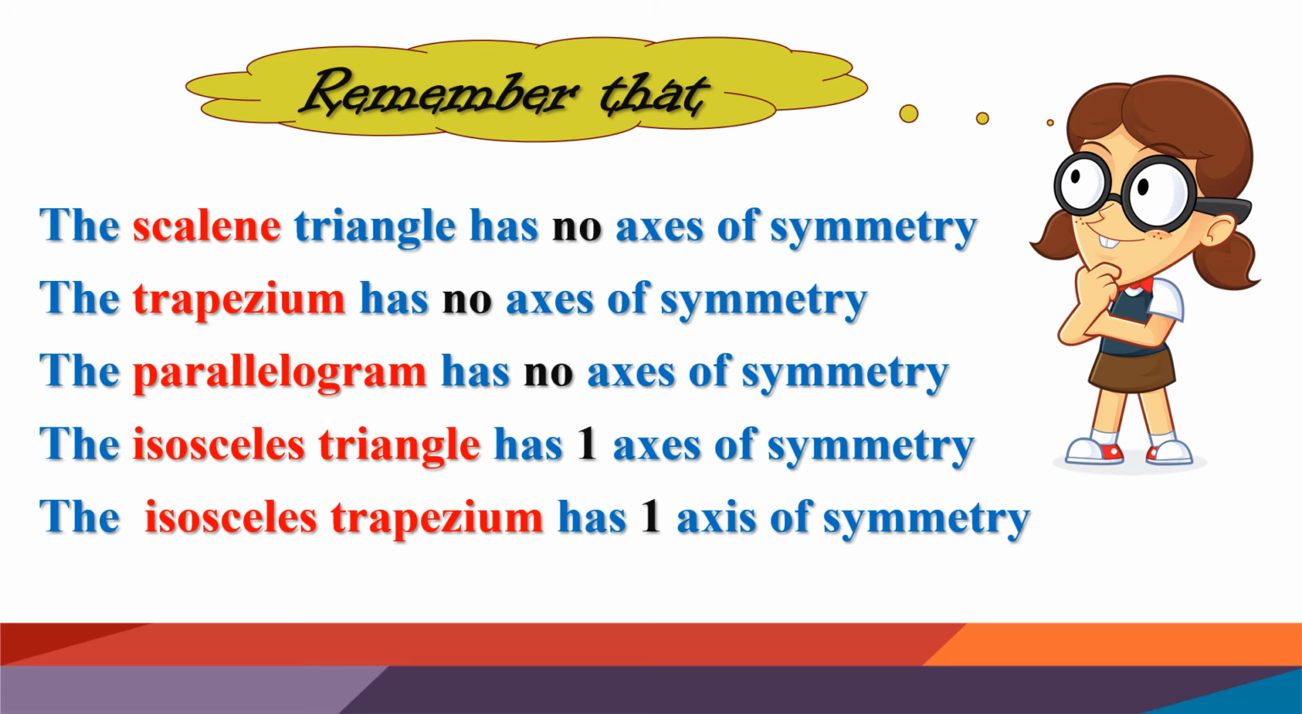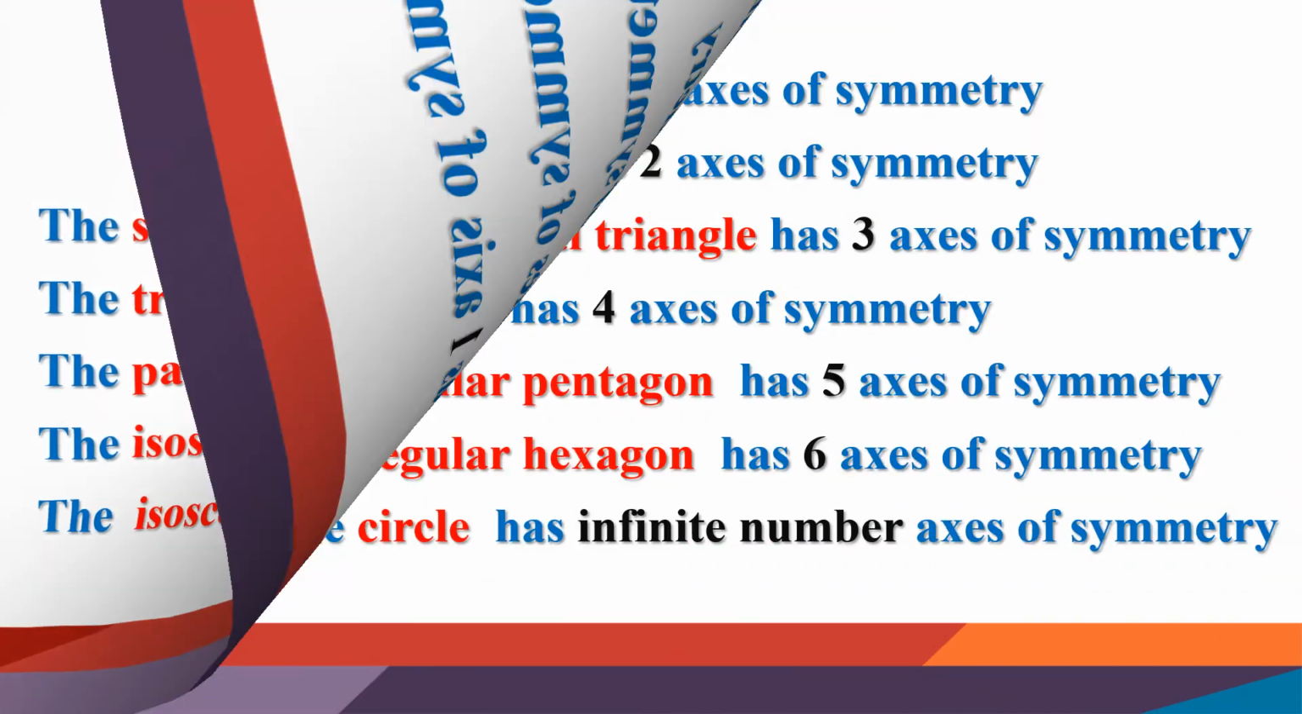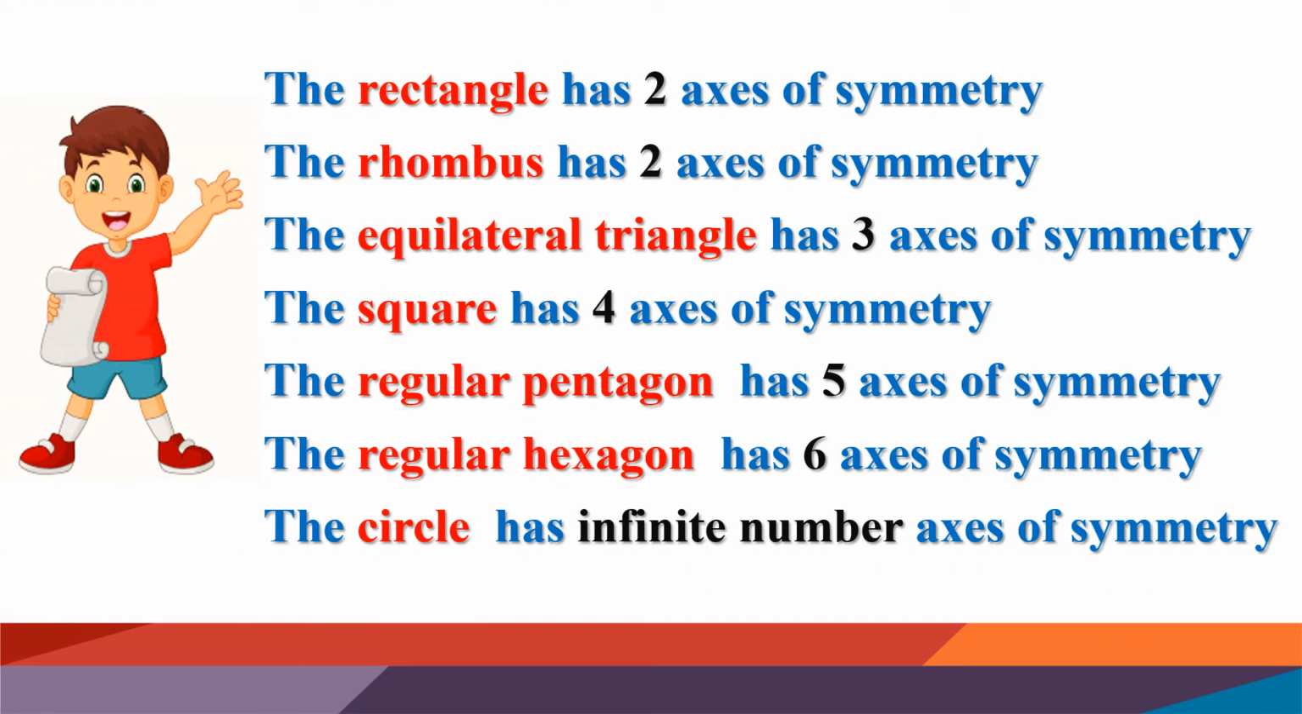What about the isosceles? I have isosceles triangle and the isosceles trapezium. All of them has one axis of symmetry. Okay, the isosceles triangle and the isosceles trapezium has one axis of symmetry. Also, the rectangle and the rhombus has two axes of symmetry.